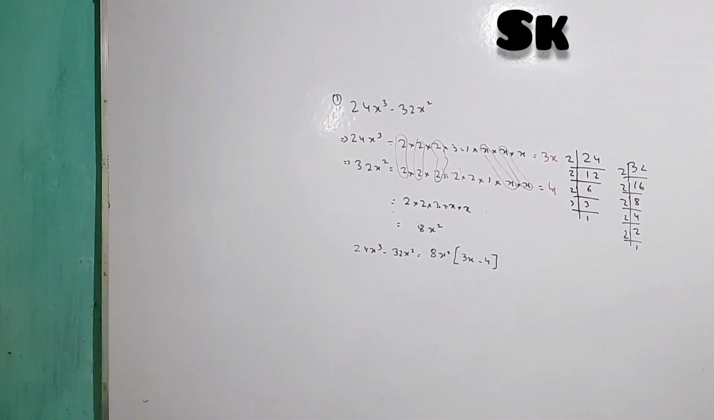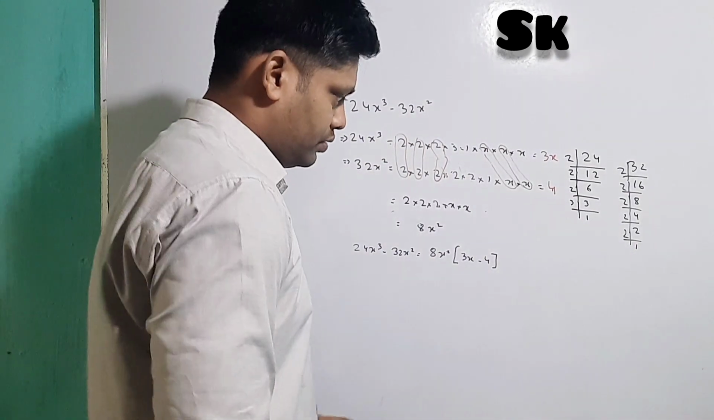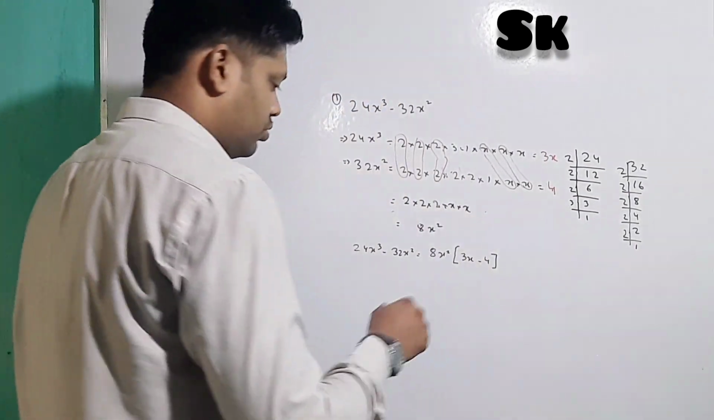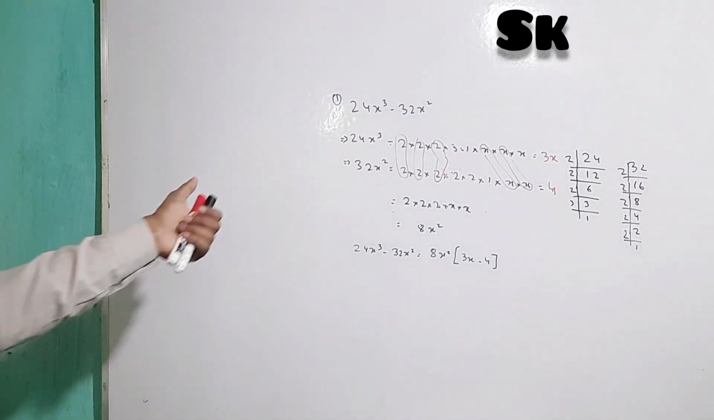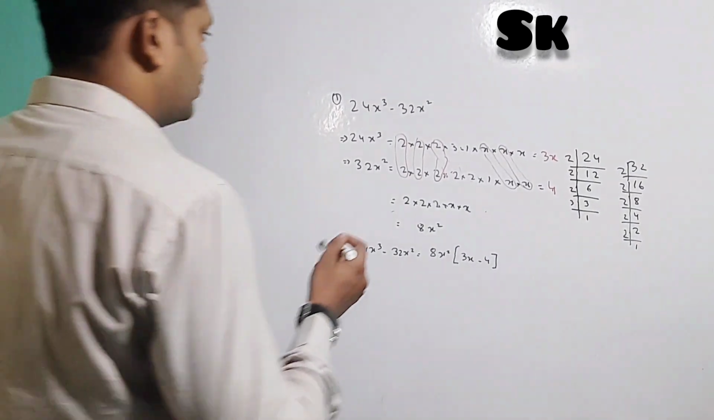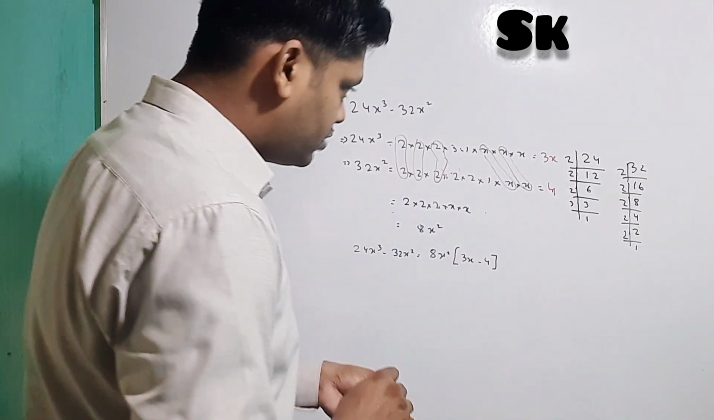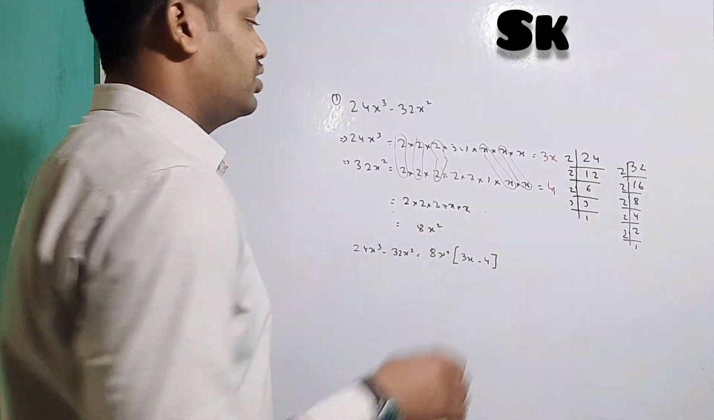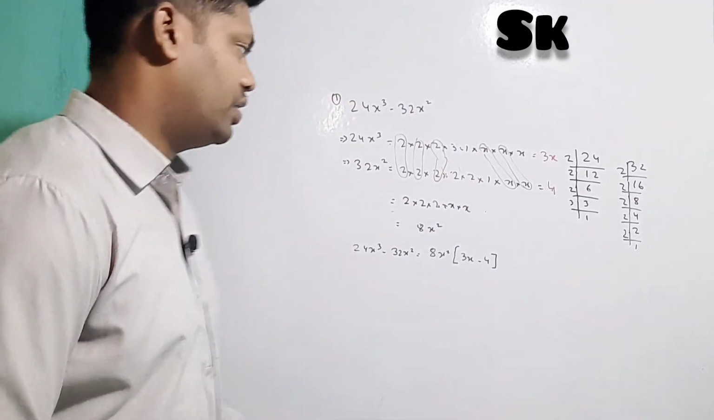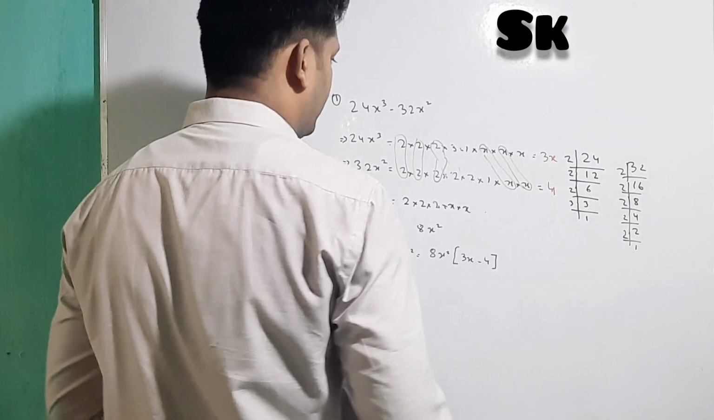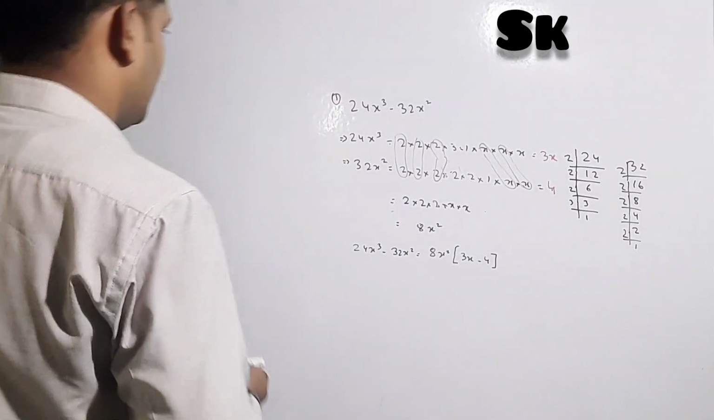Okay, the simple one. Sir, one more method is also there. What is the one more method? I will do it right over here. What is the difference between this method and that method? The same thing, but instead of taking out prime factorization in this way, we will take out the HCF by using this method.